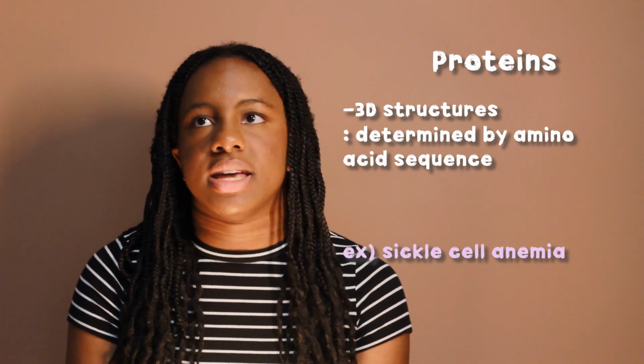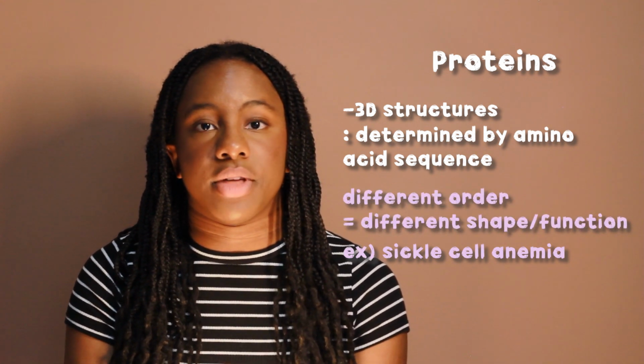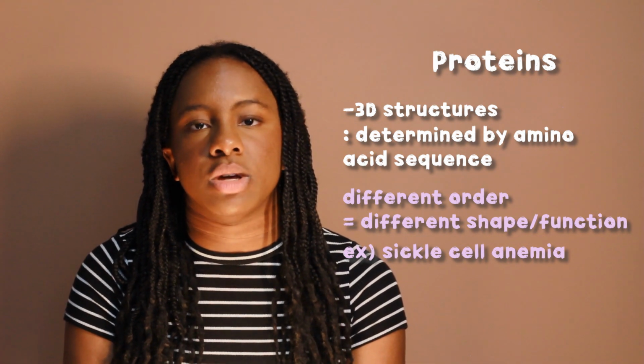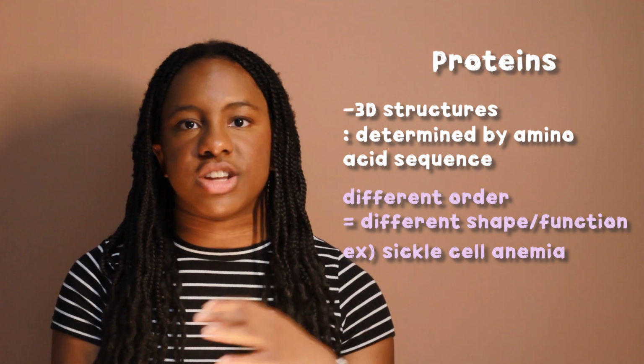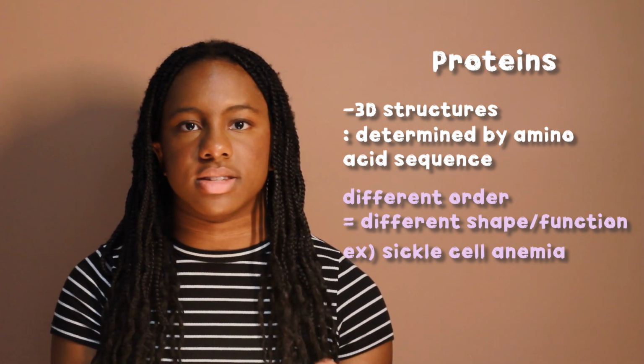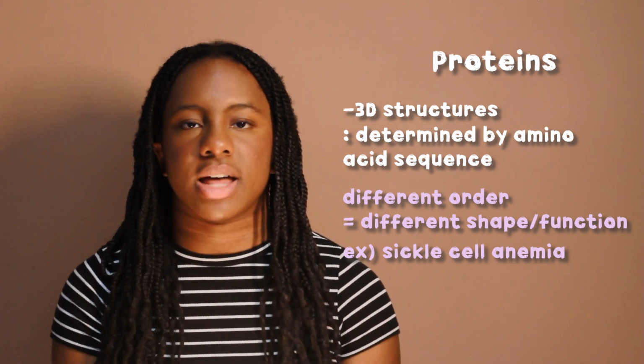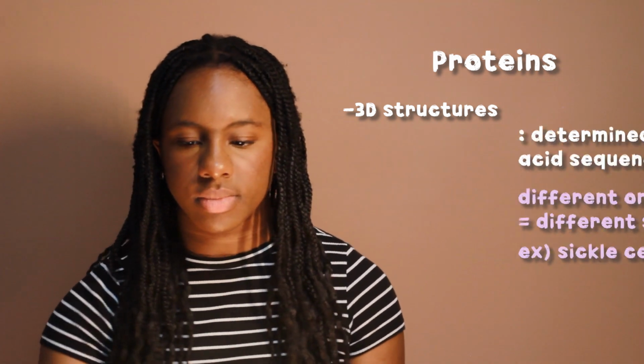An example of that is sickle cell anemia, where in the hemoglobin protein, one amino acid is actually different, and that changes the shape of the entire red blood cell to form that sickle shape, and that's what clogs up the blood vessels.